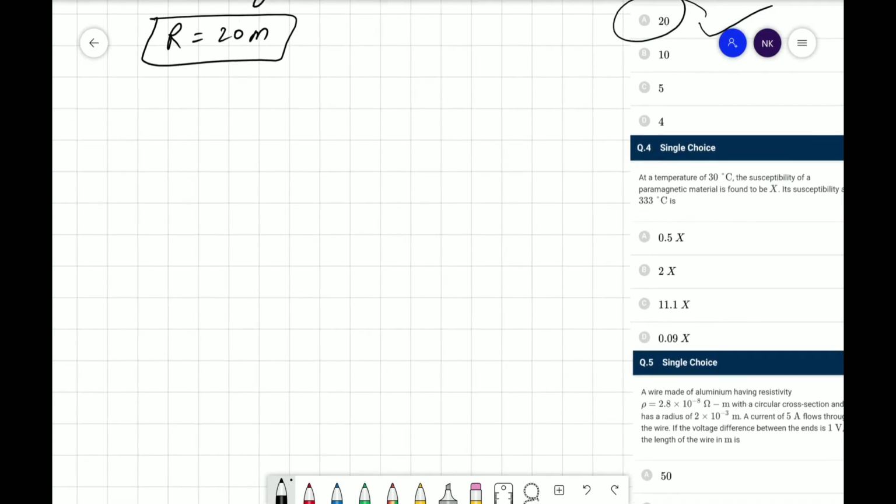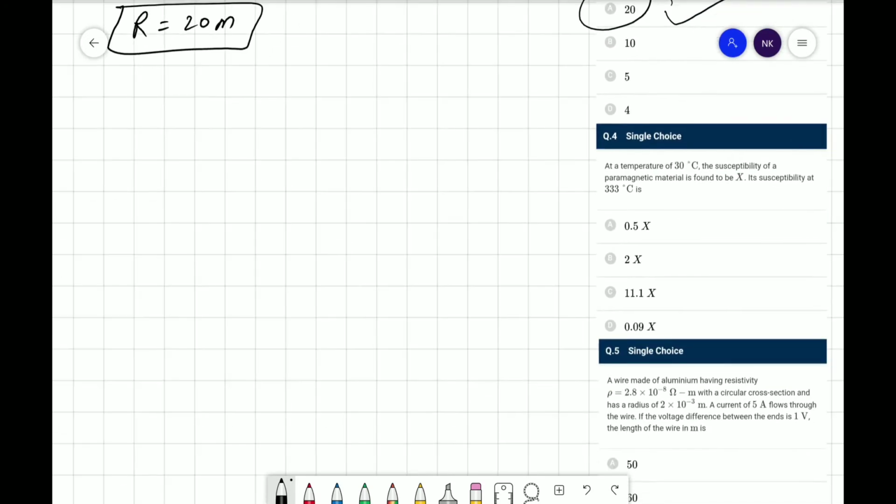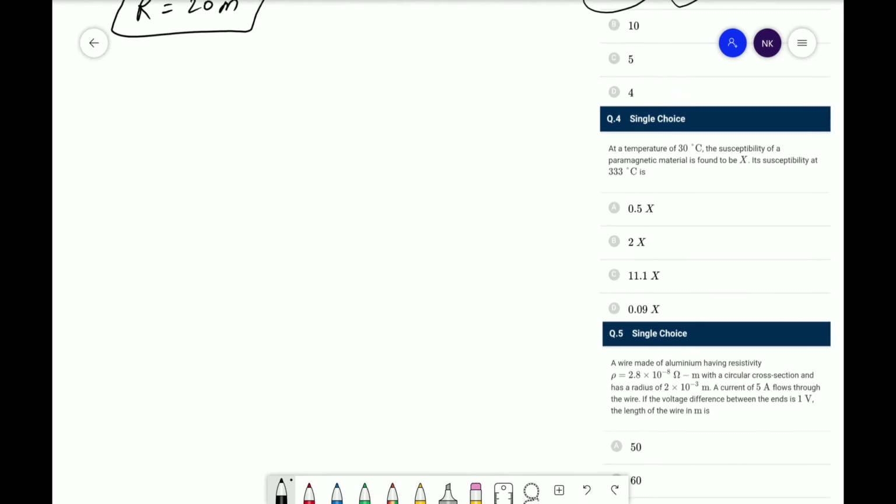In the next question we have a temperature of 30 degrees Celsius, the susceptibility of a paramagnetic material is found to be X. Its susceptibility at 333 degrees Celsius is. Okay. First thing, we have to change this value in Kelvin, and we know that the susceptibility defined by chi is inversely proportional to its temperature.